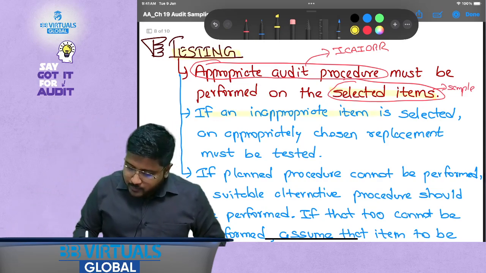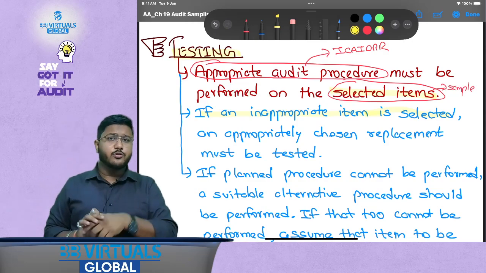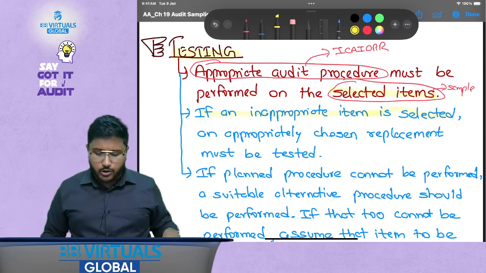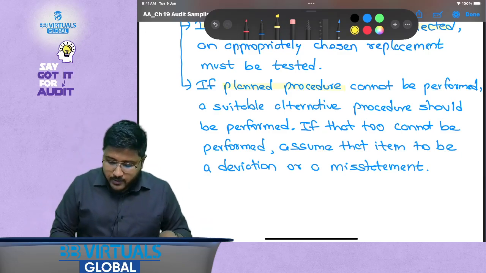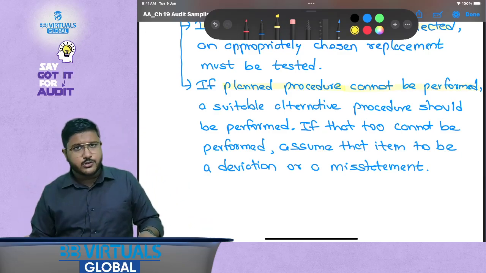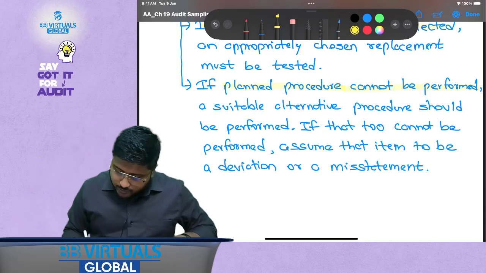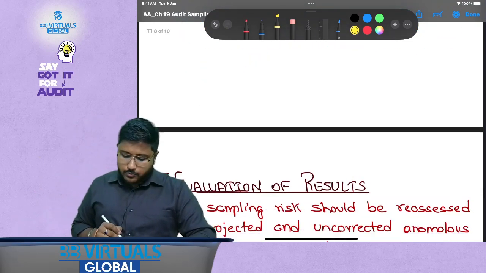Now, if an inappropriate item that is not representative of the population is selected, then what you can do? You have to justify it, and then you can select the alternative sample. Okay. If the planned procedure cannot be performed on the selected sample, then you can perform an alternative procedure. If the alternative procedure could not be performed, then you can do what? Then you can identify it as a deviation or a misstatement. Okay. I hope this is clear.